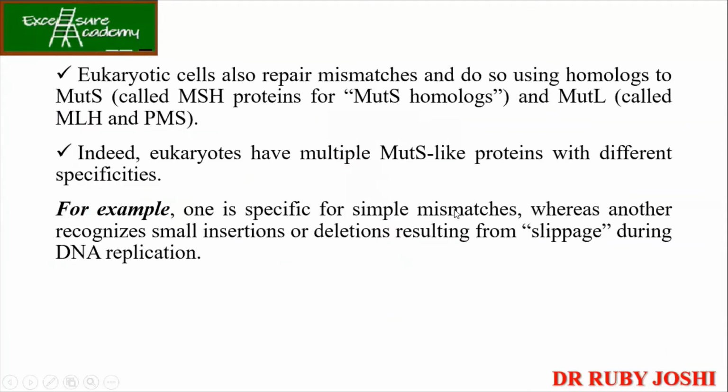Okay. Now, in the case of eukaryotes, again, it is similar to the mismatch repair. We do have got the homologs. So instead of Mut proteins, we have got the MSH, MLH, and PMS. Indeed, eukaryotes have multiple MutS-like proteins with different specificity, and one is specific for simple mismatches, whereas another recognizes small insertion deletions resulting from slippage during the DNA replication. What do you mean by slippage?